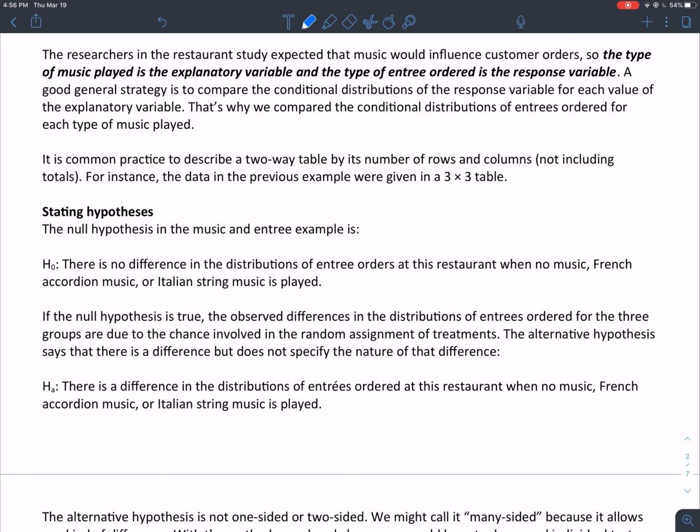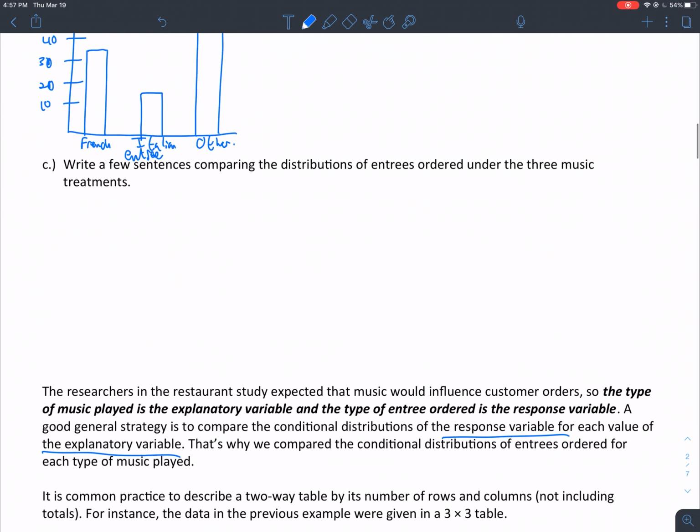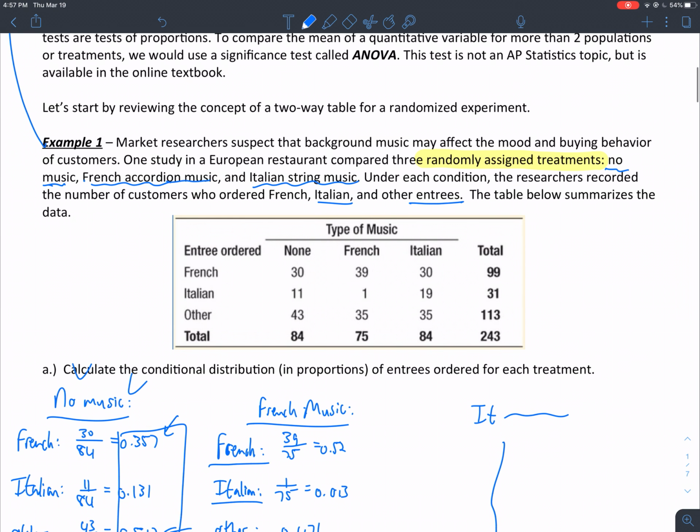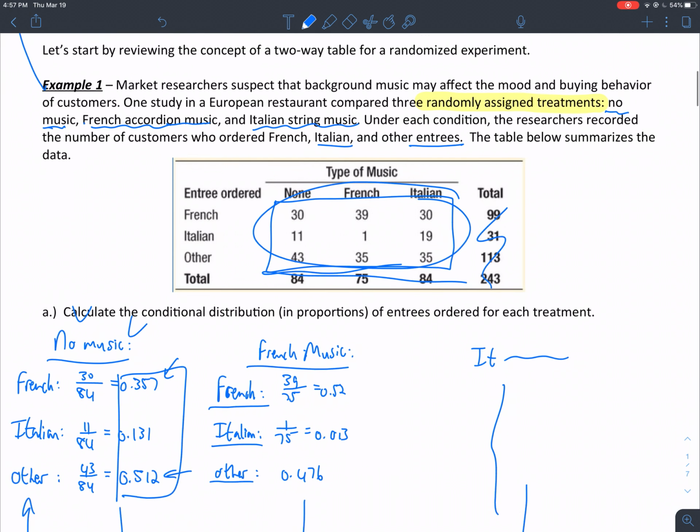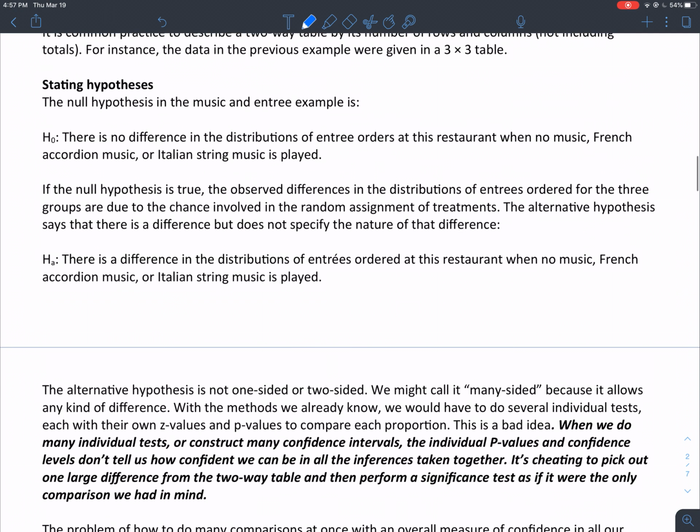So a good general strategy is to compare the conditional distributions of the response variable for each value of the explanatory variable. That's why we compared conditional distributions of entrees for each type of music. It's common practice to describe a two-way table by its number of rows and columns. Okay, and so for instance, this was a 3x3 table, of course. Here's the data, 3x3 table. These are totals, but not actually data. These are the actual data. Okay, and then hypotheses.